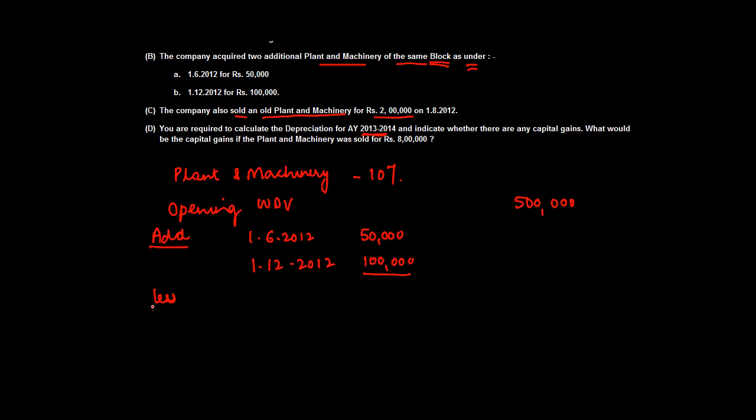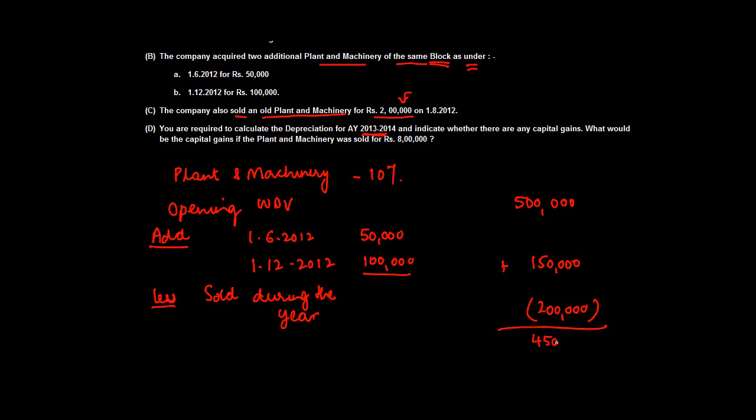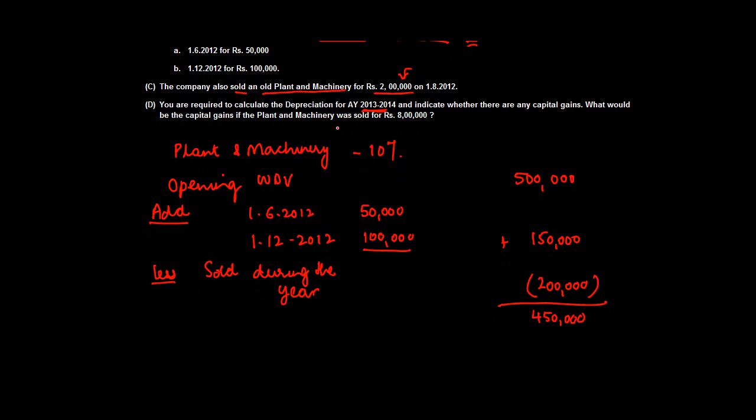Less sold during the year. How much is it sold for? It is sold for 2 lakh. Minus 200, plus 150. So what is the closing value? 500 plus 150 minus 200, which is 4,50,000. Now you are told to find out the depreciation.